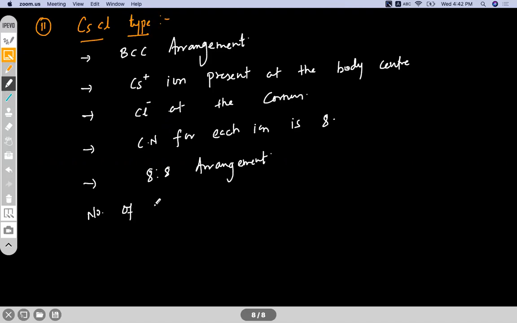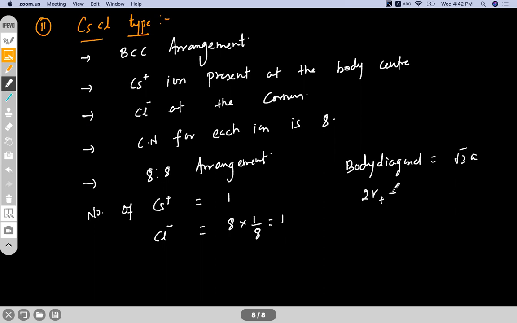The number of Cs plus ions is 1, since it is at the body center. The number of Cl minus at the corners is 8 × 1/8 = 1. Hence, the formula is CsCl. Since the ions are at the body center and corners, along the body diagonal the ions are in contact. So the body diagonal is √3a, which equals 2r plus + 2r minus.